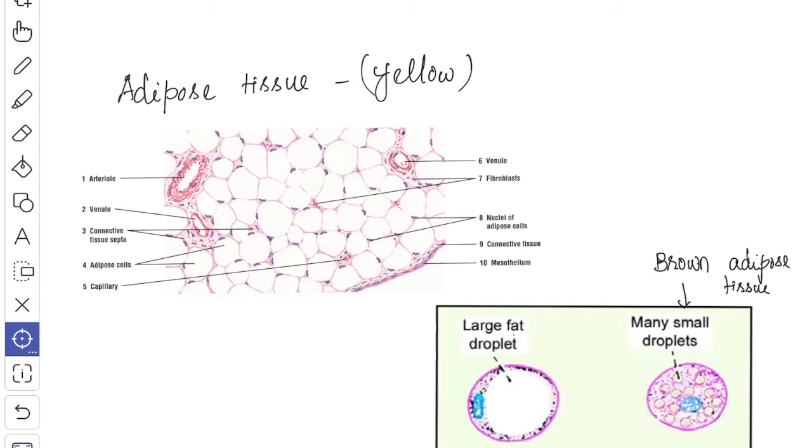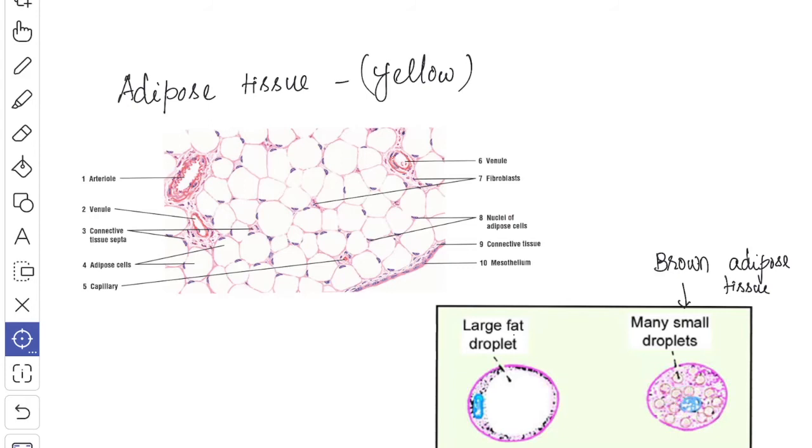In some parts of the body, the adipose tissue has a brownish color. The cells in this type of tissue differ from those of the yellow adipose tissue as follows. They are smaller than the typical adipose tissue cells and the fat in the cytoplasm occurs in the form of several small droplets.